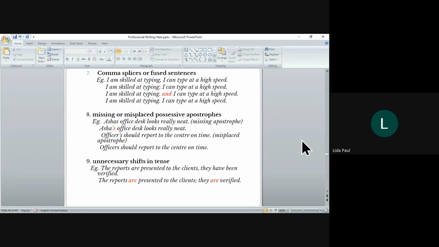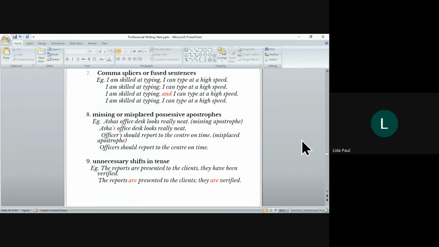Okay, ninth one, unnecessary shifts in tense. This is very important. Unless and until required, when you're writing, you should maintain tense consistency, right? Tense needs to be consistently maintained. If you start writing with present tense, then you maintain it throughout, unless, of course, the context or the situation demands you to use a different tense, right?